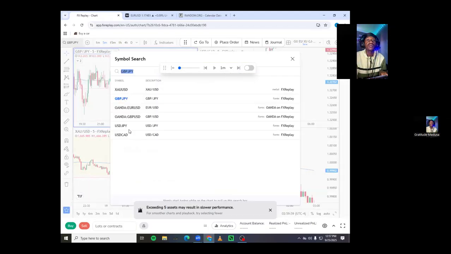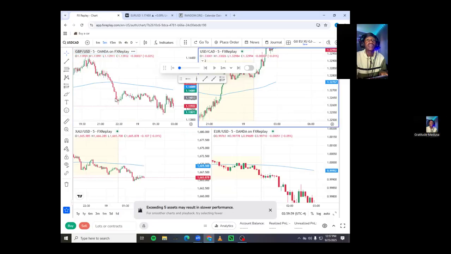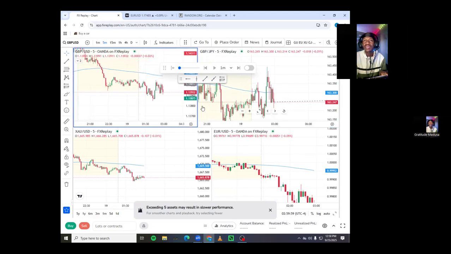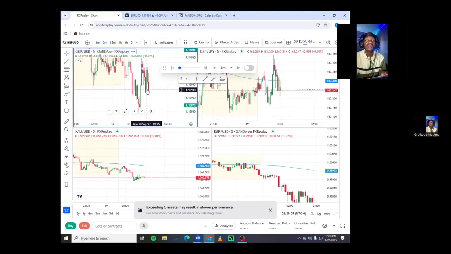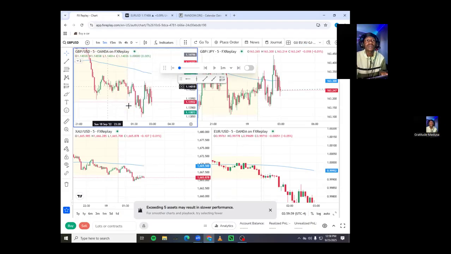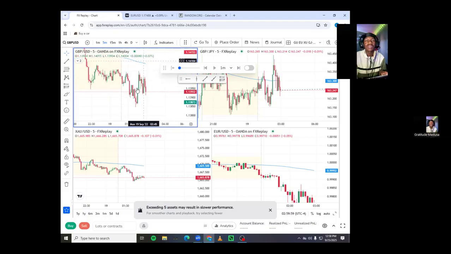Let me just put GU this side. I'm used to it now. GBP this side and GPY this side. What's happening? Consolidating GBP, JPY, GU, no clear structure because all the demand zones, or the supply zones, because we're selling, have been played into.